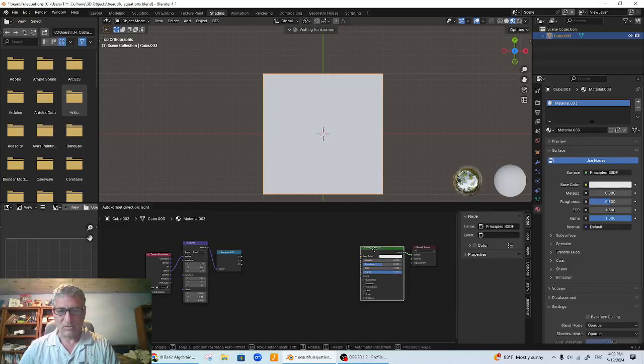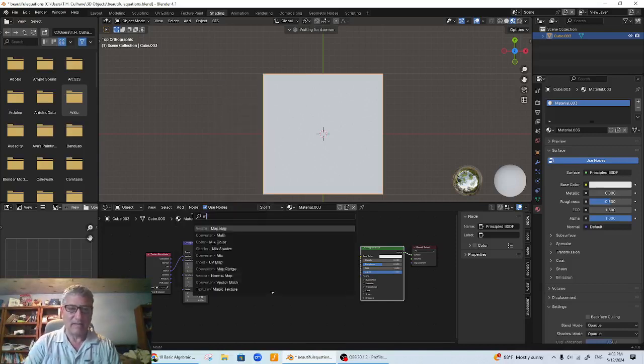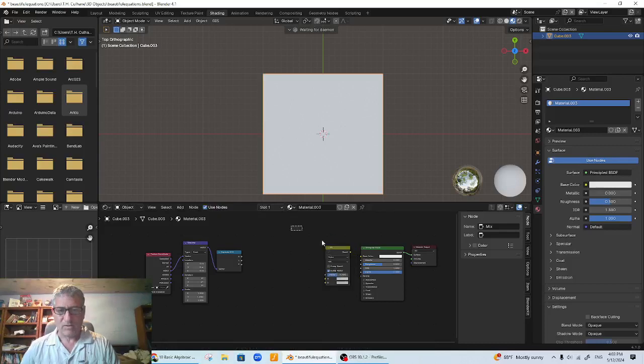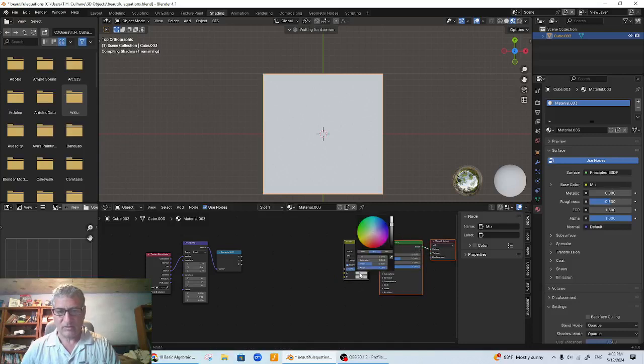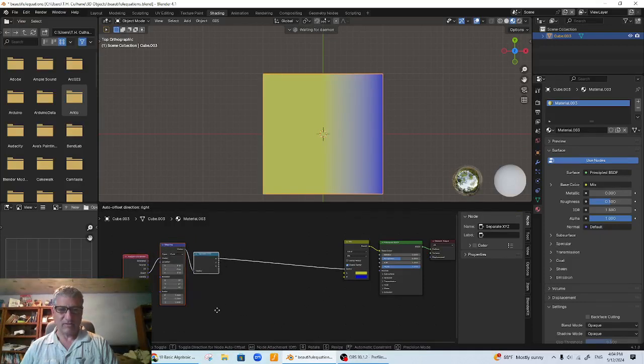And we also said that we always want to add, as part of our default setup, a mix color node so we can make things pretty. All right, so we've got that, and we're going to connect things. We're going to change the colors here. This time I'm going to use yellow and blue, and then connect to the factor. And there, that's our beginning. That's the beginning of our setup.